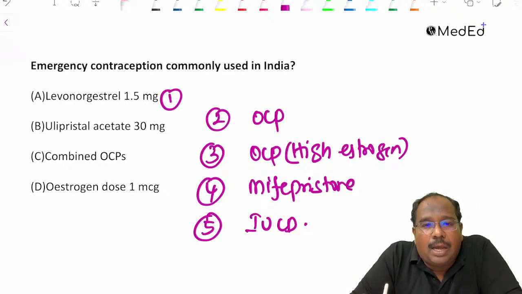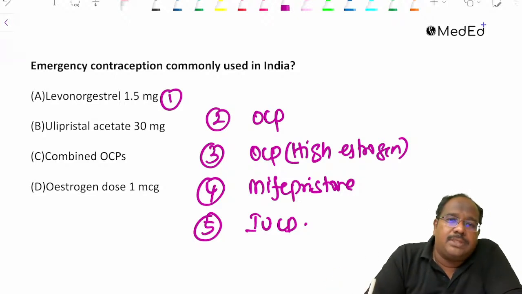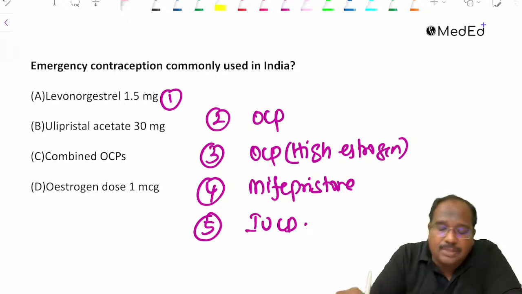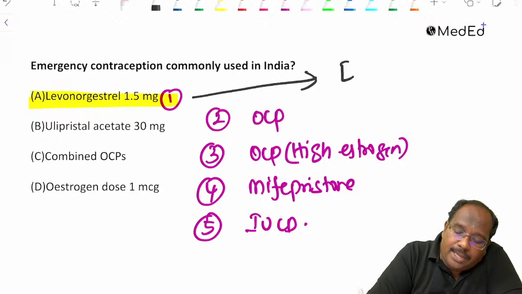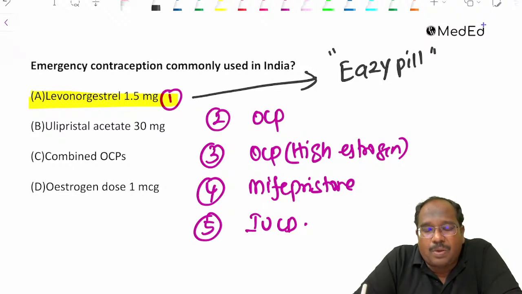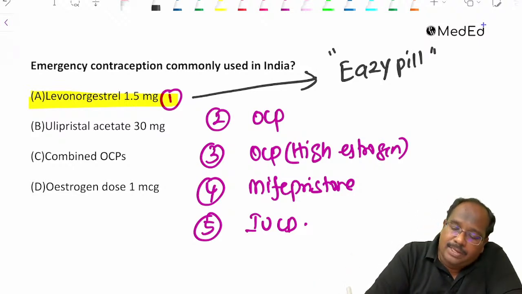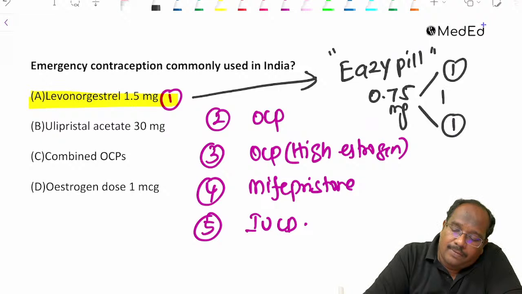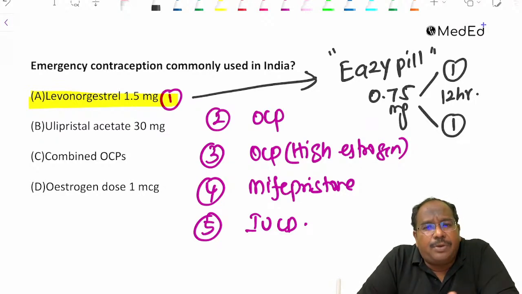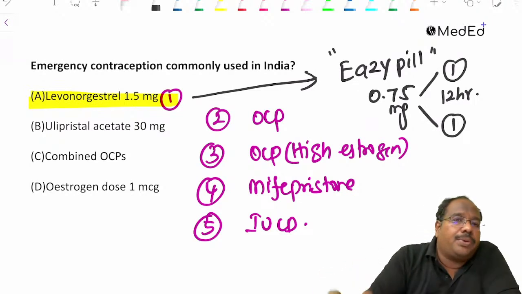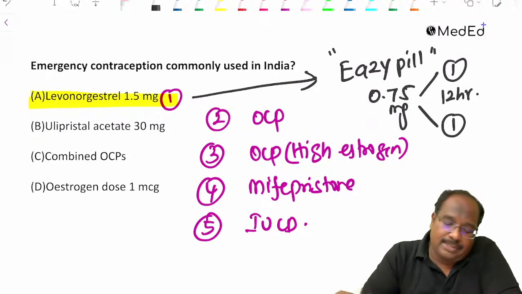Out of these, which is the most commonly used in India? We are using levonorgestrel in the program. The name is Easy Pill. You have to provide 2 tablets of 0.75 milligram, with a 12 hour gap, within 72 hours of unprotected sex. As a doctor you can prescribe it to clients coming to you, even in the program called Easy Pill.